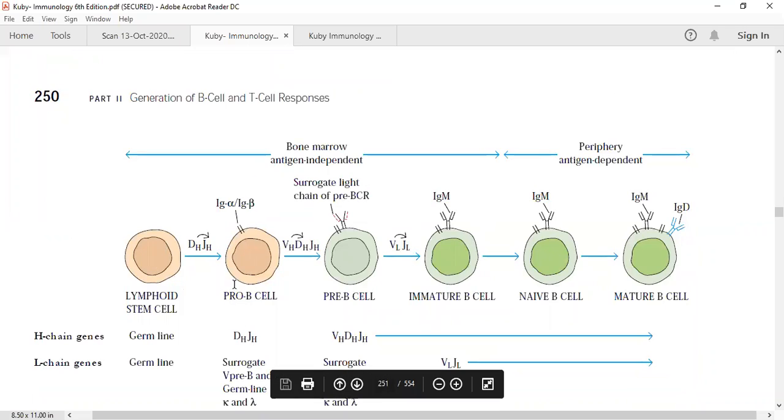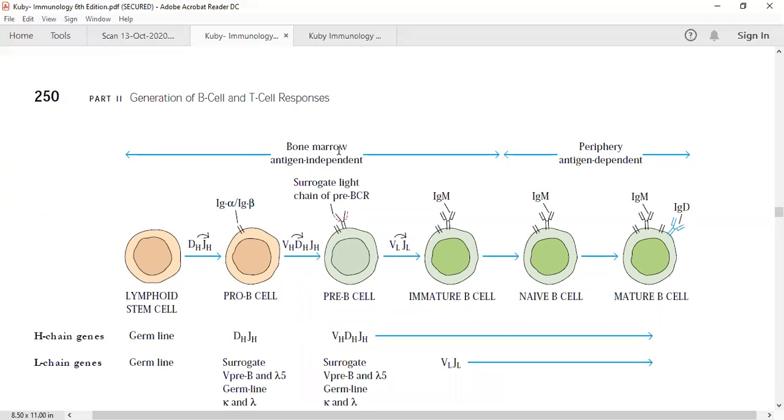So first they will make a pro B cell, then pre-immature, and then through the naive B cells, they will finally become the mature B cell. So all these stages are antigen independent stages. All right. And the arrow is showing something. So up to here, up to this immature B cell, this development of B cells is happening in the bone marrow, which is completely antigen independent.